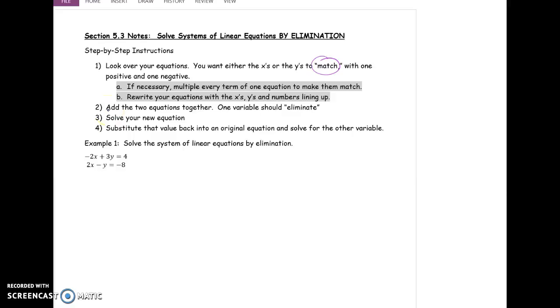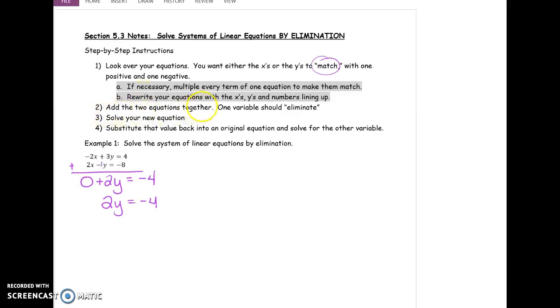Step 2 is add the two equations together. So we're just going to put a line underneath this and add these two equations vertically. Negative 2x plus 2x would be 0. 3y plus a negative y, remember that's a negative 1y, so 3y plus a negative 1y would be positive 2y, and 4 plus a negative 8 would be negative 4. So the 0 we don't need. We simply have 2y equals negative 4.